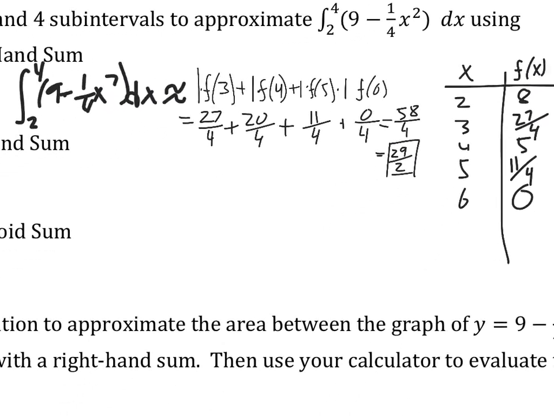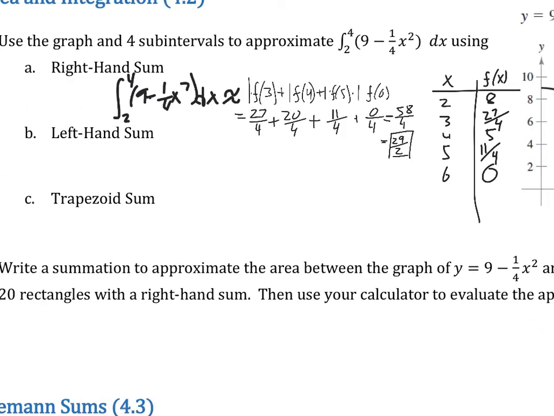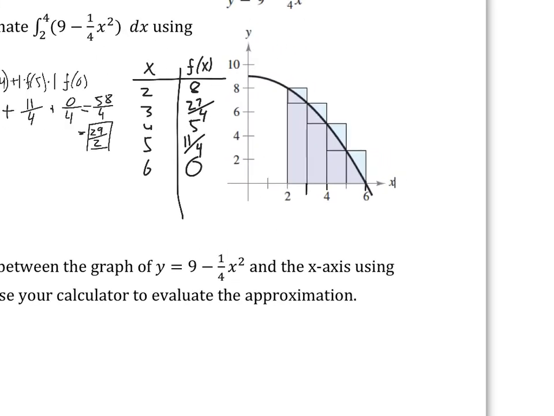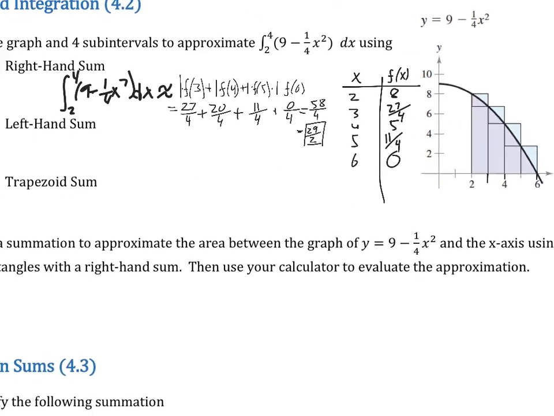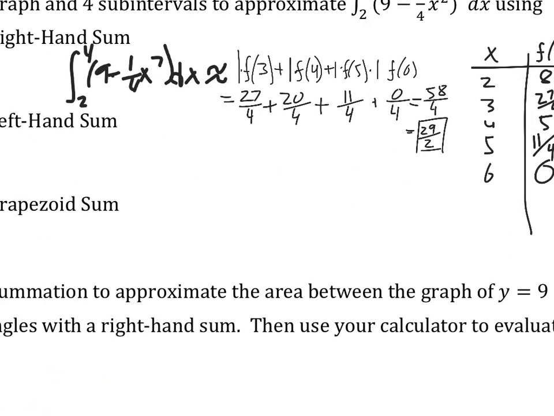All right. Well, the left-hand sum is going to be using the left-hand points. So the left-hand side of each rectangle is at f of 2, f of 3, f of 4, and f of 5 for this rectangle. So we want the integral from 2 to 6 of 9 minus 1/4 x squared dx.